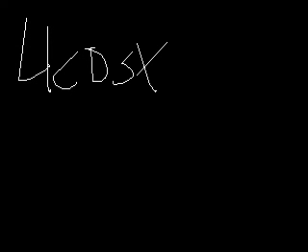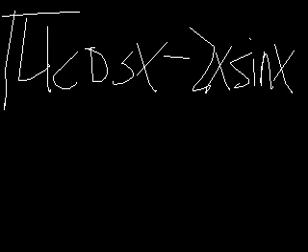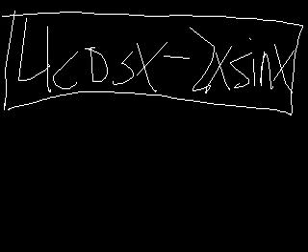Should be 4 cosine x minus 2x sine x. And that's it. So those are just some examples of how to do second derivatives. Main thing you need to know is just derive it once and then derive it again. And it's simple as that.